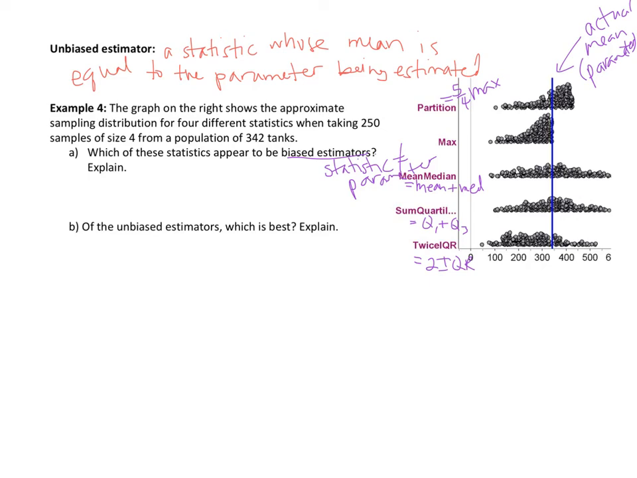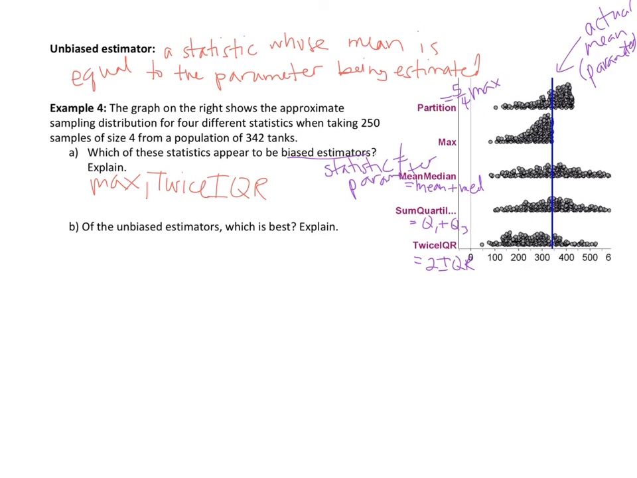So the first one that's biased is the max. What you're going to notice is that every single sample maximum they found was lower than the actual mean. Another one that is pretty biased is twice the IQR. That one's not as bad as the sample max, but every time they did 2 times the IQR, I would say about 75% of them looked like they were lower. Now, you might be saying, oh yeah, the partition is pretty bad. The partition actually is a pretty unbiased estimator. It's pretty good. It's very much centered around the actual mean.